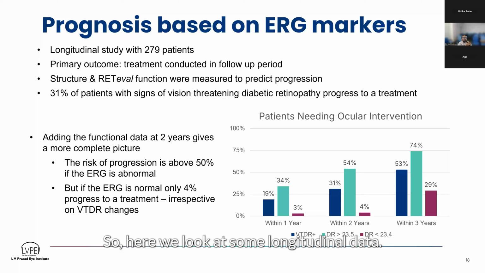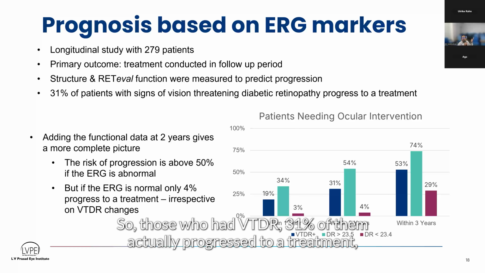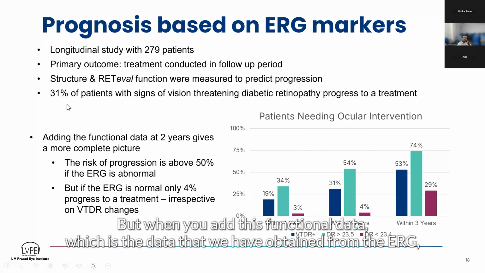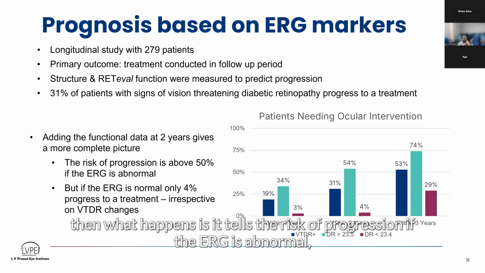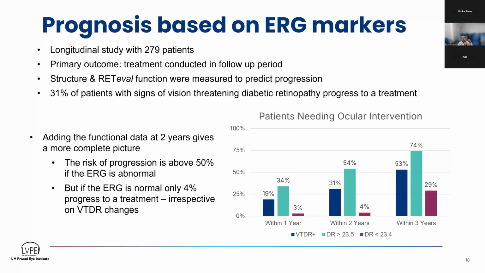So here we look at some longitudinal data. Before that, both retinal and structural measurements were done. Those who had VTDR, 31% of them actually progressed to needing treatment. But when you add this functional data, which is the data that we have obtained from the ERG, it tells the risk of progression.